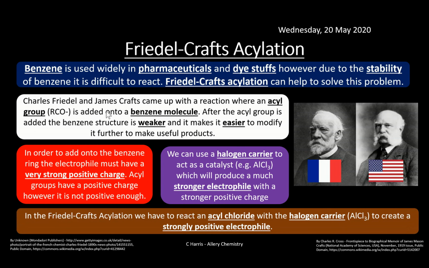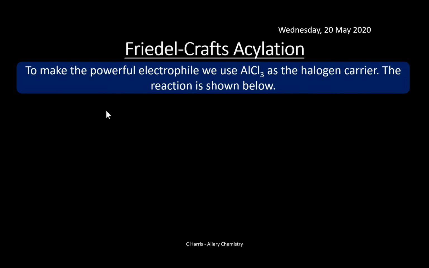So in Friedel-Crafts acylations, what we do is we react an acyl chloride or an acid chloride with a halogen carrier, that's our AlCl3, to create our strongly positive electrophile. Okay, so let's have a look at this first. Like I say, to make that electrophile, we're going to use aluminium chloride. So AlCl3 is the halogen carrier, and we're going to look at how we make this.